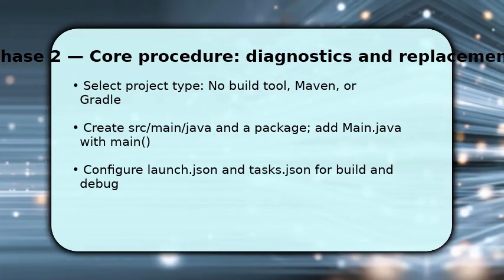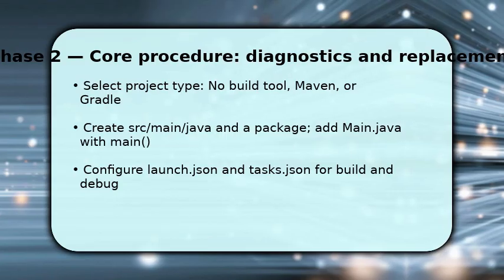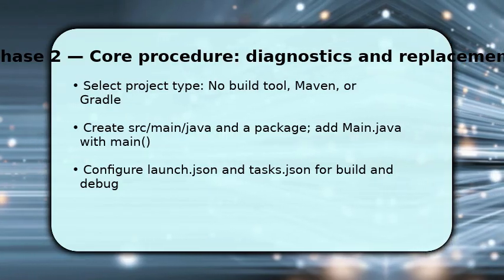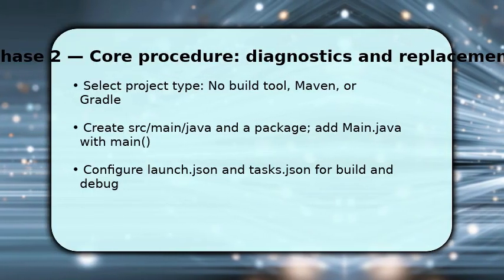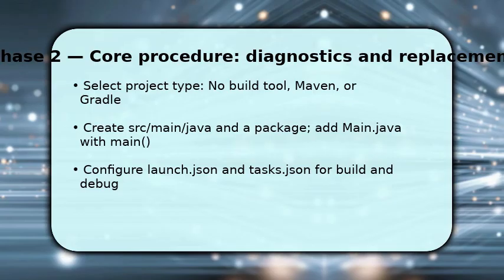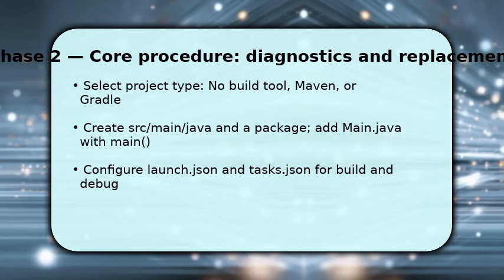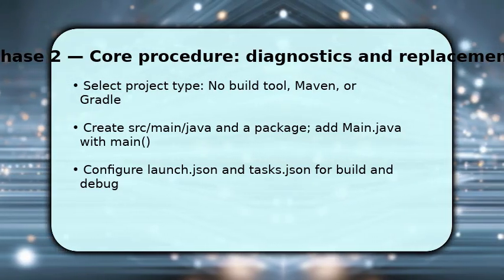Once your code exists, run the Java: Configure Java Runtime if needed, and generate launch.json via Run and Debug. This ties build tasks to debug. Make sure tasks.json compiles with javac or your build tool, so you can run and step through code smoothly.